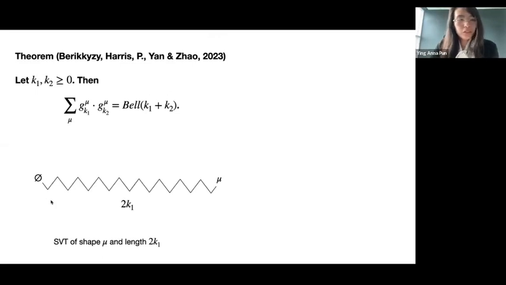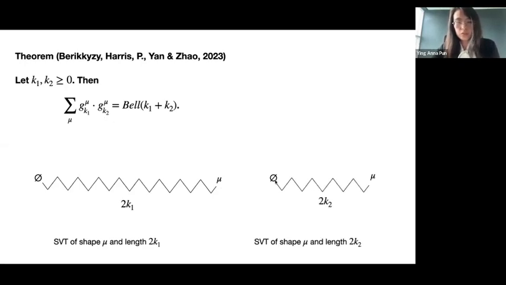And anyway, so go back to here. We have this G K1 mu. So basically it's a simplified vacillating tableau of length 2K1, and then from empty shape to the shape mu, right? And here, of course, you just do exactly the same thing. You have another one with empty shape to mu and then to K2. So if I want to multiply them, basically it's counting the number of pairs of them.